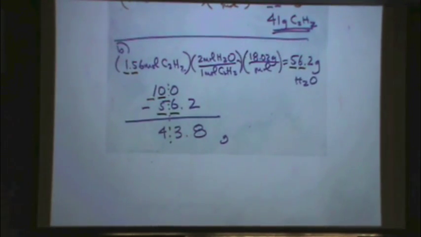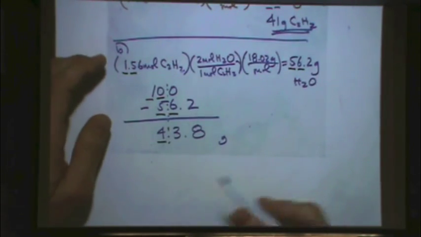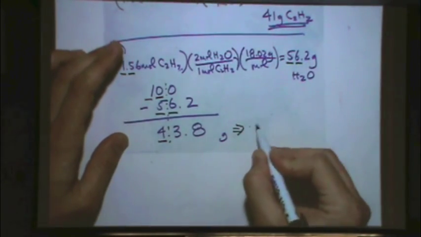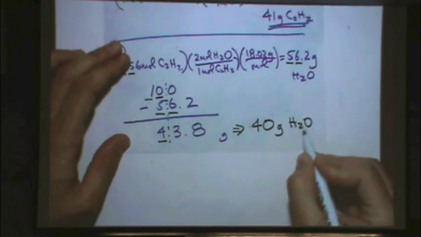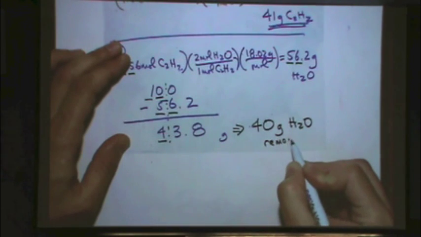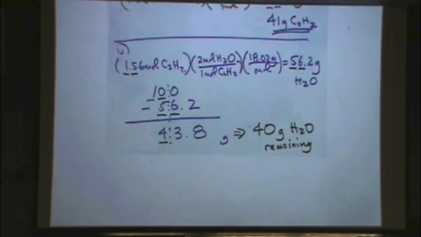So my answer will now have how many sig figs? 1. So what's my answer? It's 40. I have to round down because 43 rounds down to 40. So the answer is really 1 sig fig, 40 grams of water remaining or unused. And that's again because the error of the 100 is in the tens position. So you have to go all the way back to the tens position, which is where the 4 is, so 40.